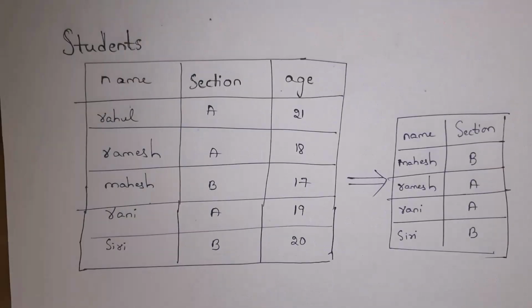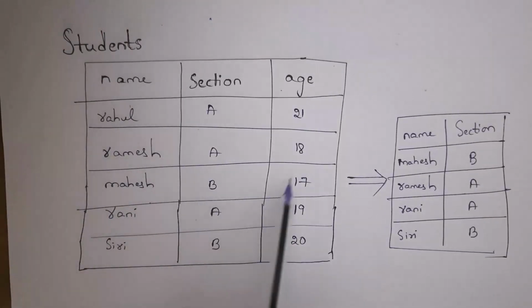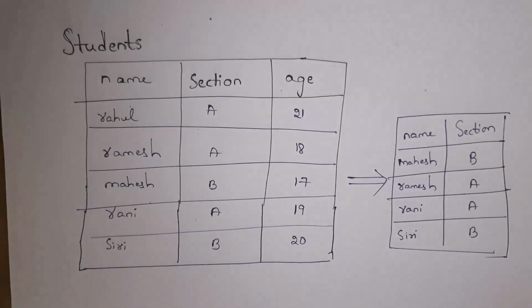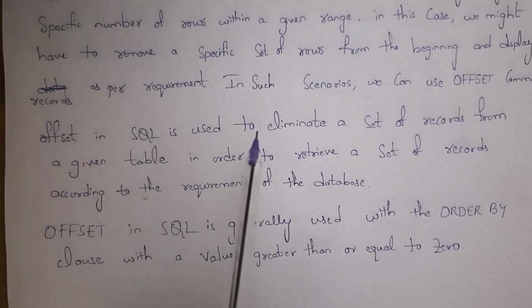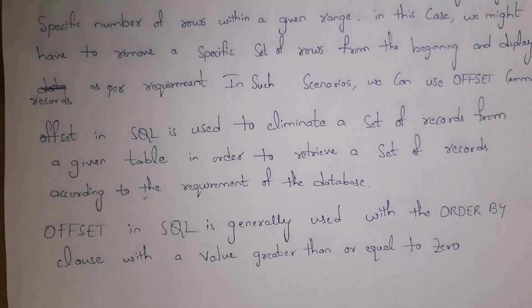For example, let us consider this table. In this table, I want to display only the last 3 rows. So, in order to display the last 3 rows, we need to eliminate the first row and second row. And we can achieve it by using offset. By using offset, we can eliminate a set of records from our table. Offset in SQL is used to eliminate a set of records from a given table in order to retrieve a set of records according to our requirement. In order to retrieve those records, of course, we need to eliminate the remaining records, and you can achieve it by using offset.